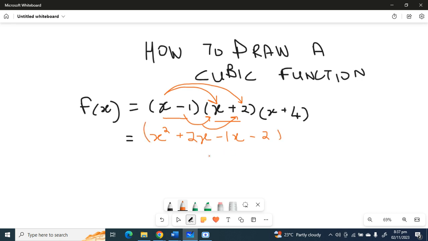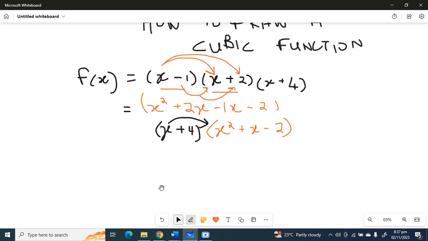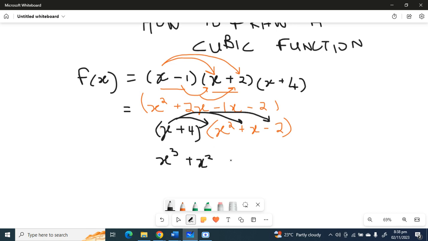You simplify this, so I'm going to say x squared plus 2x minus x, we get x minus 2. Then finally, we're going to multiply it by x plus 4. So we're going to start x times x squared, get x cubed. Then x times x, we get x squared. So x cubed plus x squared. And x times negative 2, we get negative 2x.